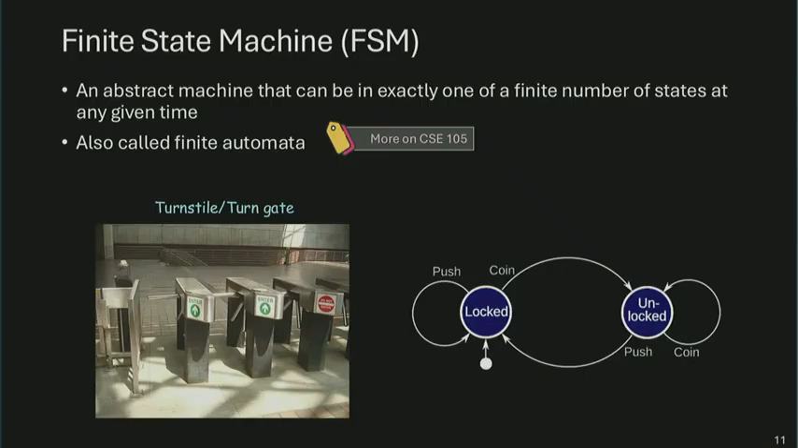But if you put down one coin after another coin after another coin, it will just remain in the unlocked state and probably return you the additional coins. And at the locked state, if you push it, hopefully nothing will happen, and you will remain in the locked state. And this is an abstract machine that can be in exactly one of a finite number of states at any given time. Essentially, at any time, we are at one of the states. And the input allows us to transition from one state to another.